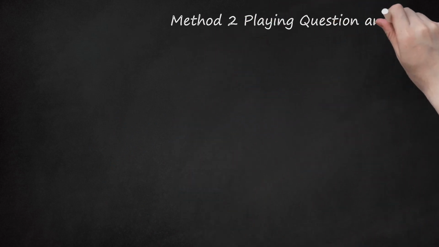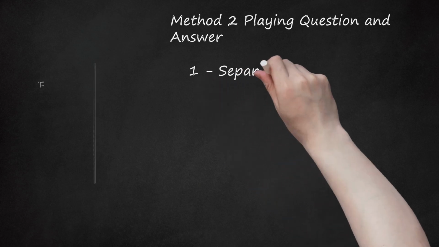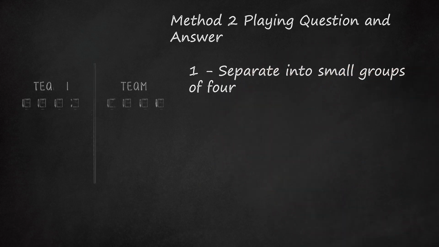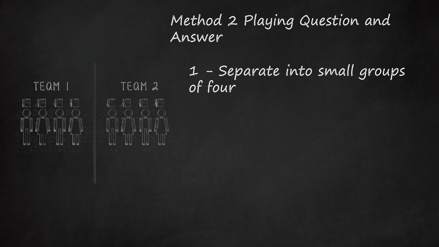Method 2. Playing question and answer. 1. Separate into small groups of 4. These will be your teams. Give everyone in the group a piece of paper and a pen or pencil. Make sure each person has a writing utensil and uniform pieces of paper to write their questions on.